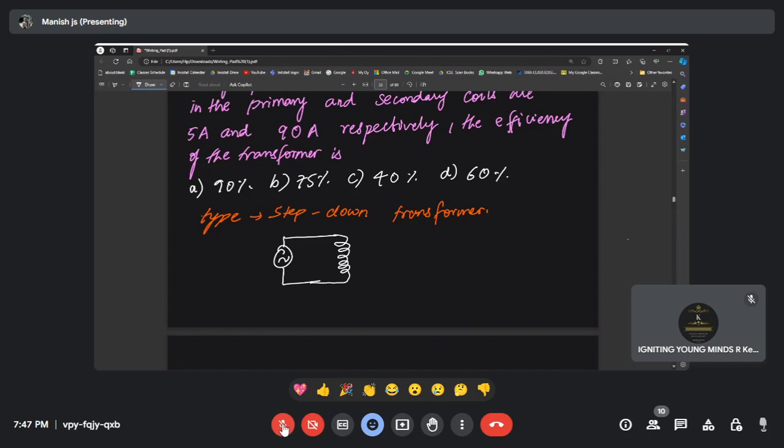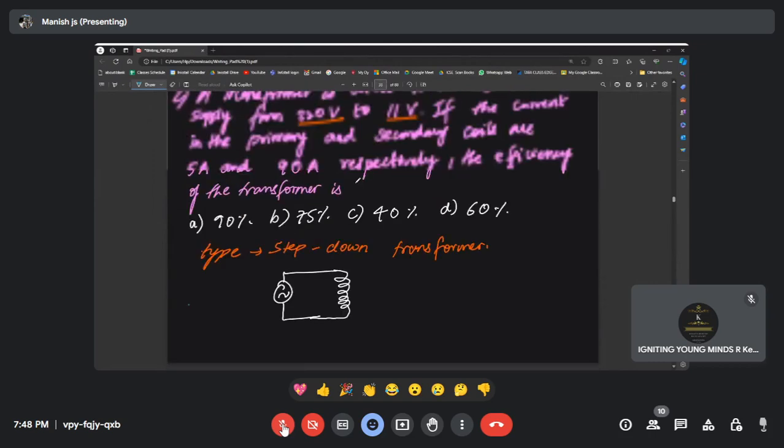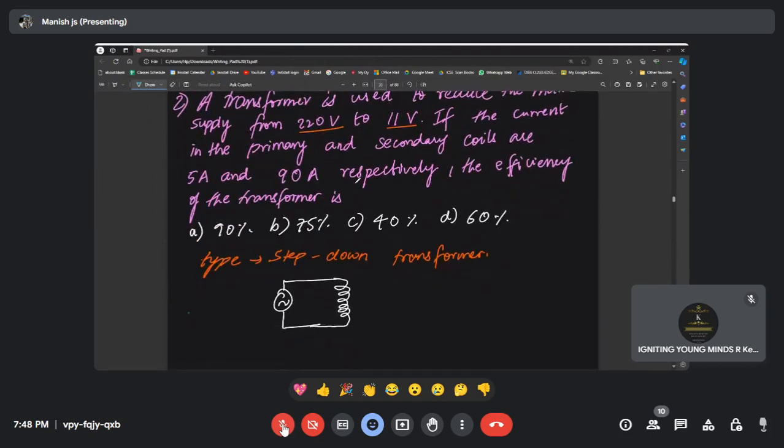So the coil that I have drawn here is connected to your AC source. The AC source voltage is given in the question as 220 volts, because it is reducing, right? You are supplying 220, but the output is 11. So I'm writing the voltage there as 220. Done. Now here you have a primary coil.